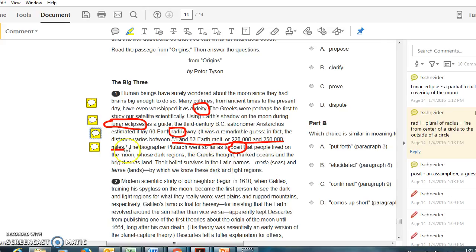And here it was a remarkable guess. In fact, distance varies between 55 and 63 Earth radii, or 220,000 and 250,000 miles. So here's a definition. It's a distance. And so they really just need to know that we're looking at a distance here when they're talking about how many Earth radii away. The biographer Plutarch went so far as to posit that people lived on the moon. Posit would be another word they would probably not be familiar with. So here I made a little note, an assumption or a guess. And they can look up these words on dictionary.com, use their phone, use an actual paper dictionary, ask someone, ask you, use their textbook. They just need to have permission to do these things because they don't do things without being told that they can.